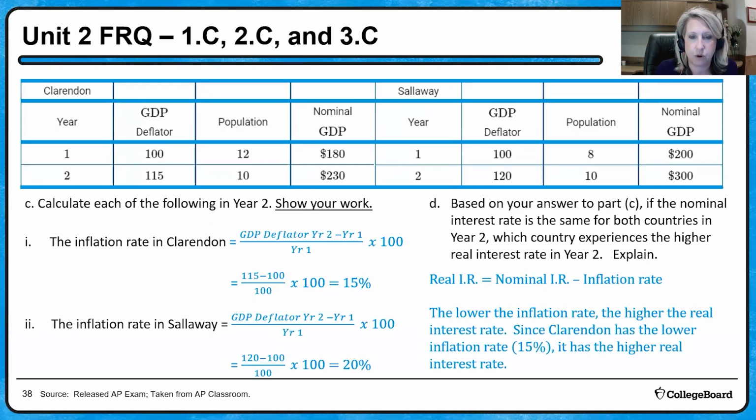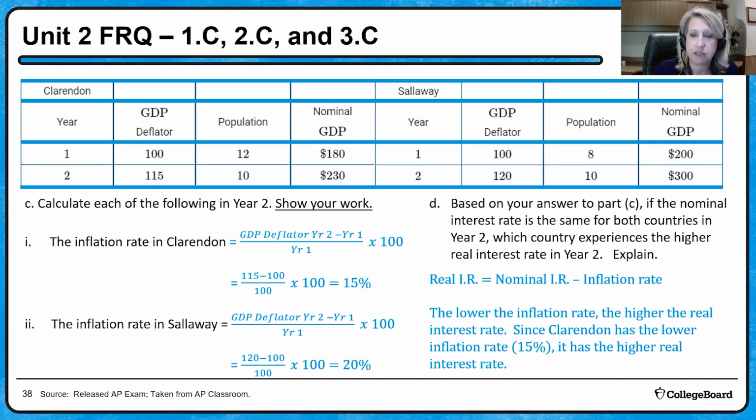All right, how'd you do with part C? We had to calculate the inflation rate twice. We had to do it for each country. So we did the deflator in year 2 minus the deflator in year 1 over the deflator in year 1. We get 15% inflation rate for Clarendon, 20% inflation rate for Salloway.